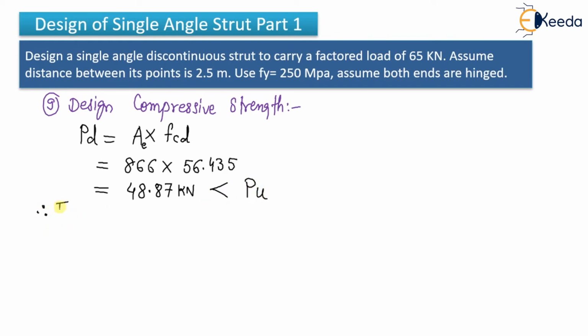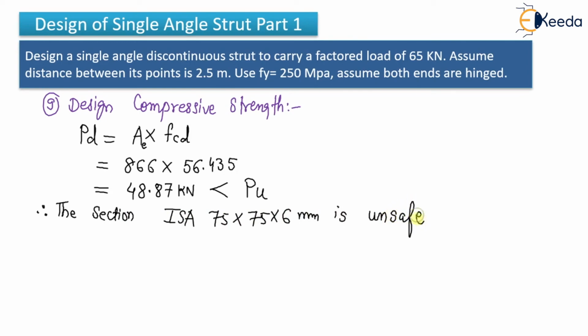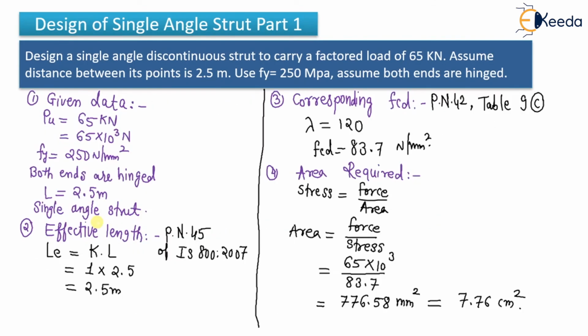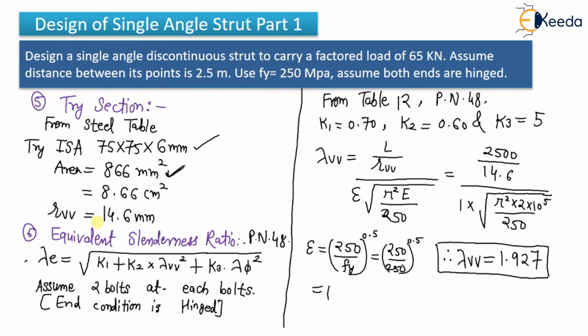That's why I'll write it here: the section ISA 75 by 75 by 6 mm is unsafe. It cannot resist Pu, because Pu was 65 kilonewton and our design compressive strength is only 48, so it is not safe. So what is the next step then? You have to repeat all the steps from where I'll tell you, from this only.